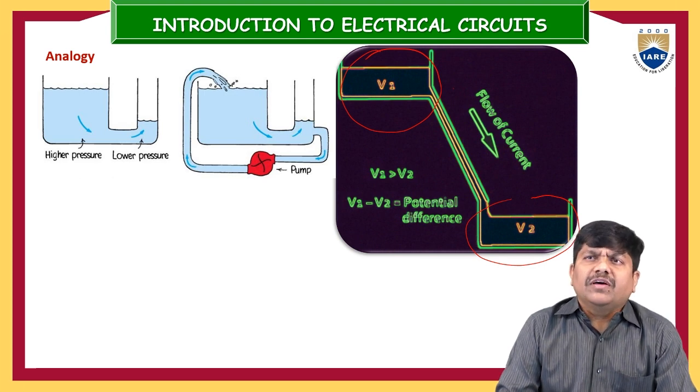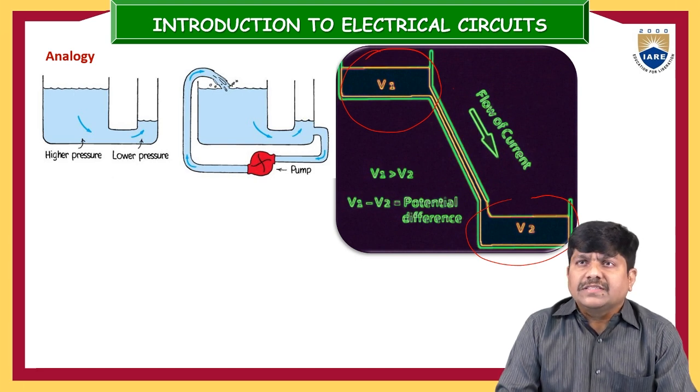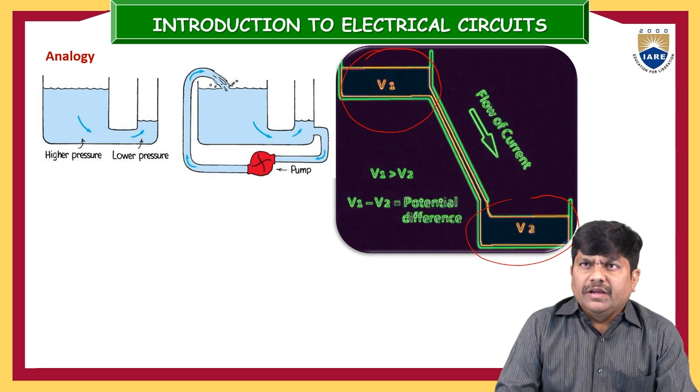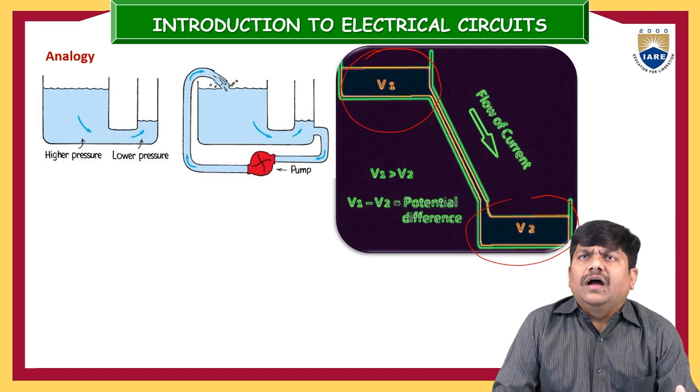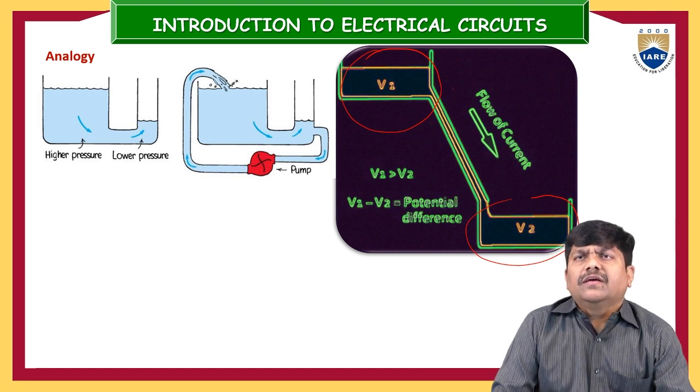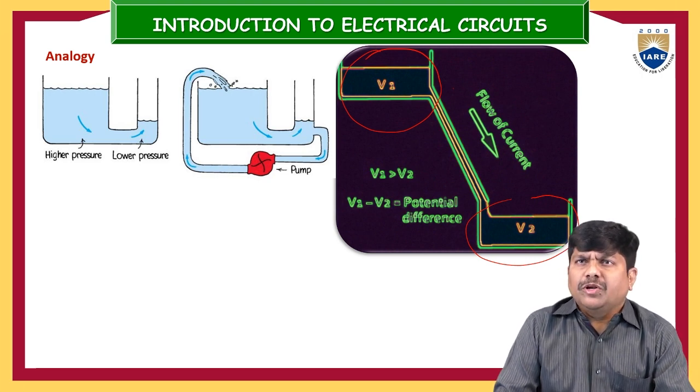V2 is the pressure level of water tank 2. If there exists a pressure difference from one tank to another, then only there will be a flow of water. Now if V2 is kept above V1, then water will flow from V2 to V1. In this example, we have arranged two different water beakers and V1 is kept at a slightly higher altitude compared to V2.